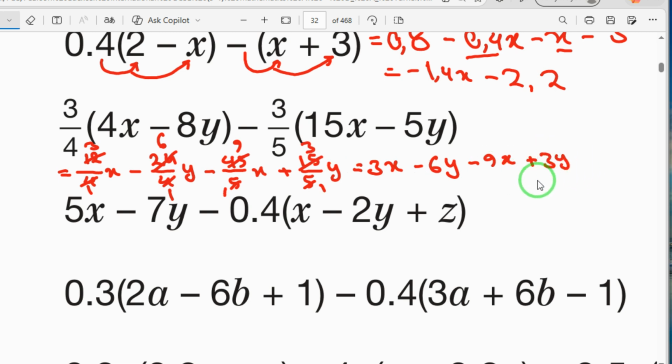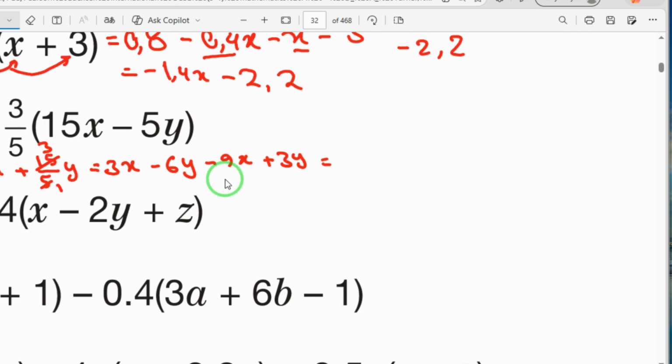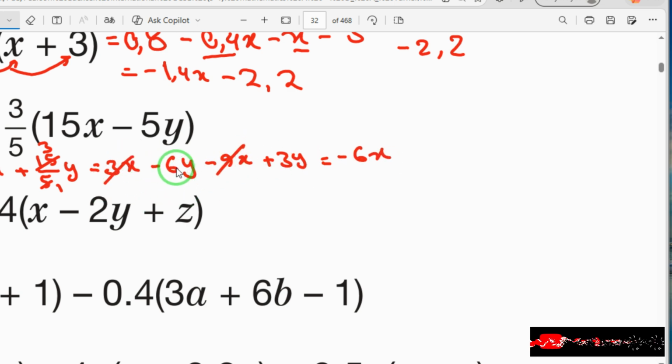Now we look for like terms here. Here we have minus 6x and minus 9x and plus 3x. We subtract 9 minus 3 remain only minus 6x. This one subtract. And here we have minus 6y plus 3y. We subtract minus 6 plus 3 remain minus 3y. This one the answer.